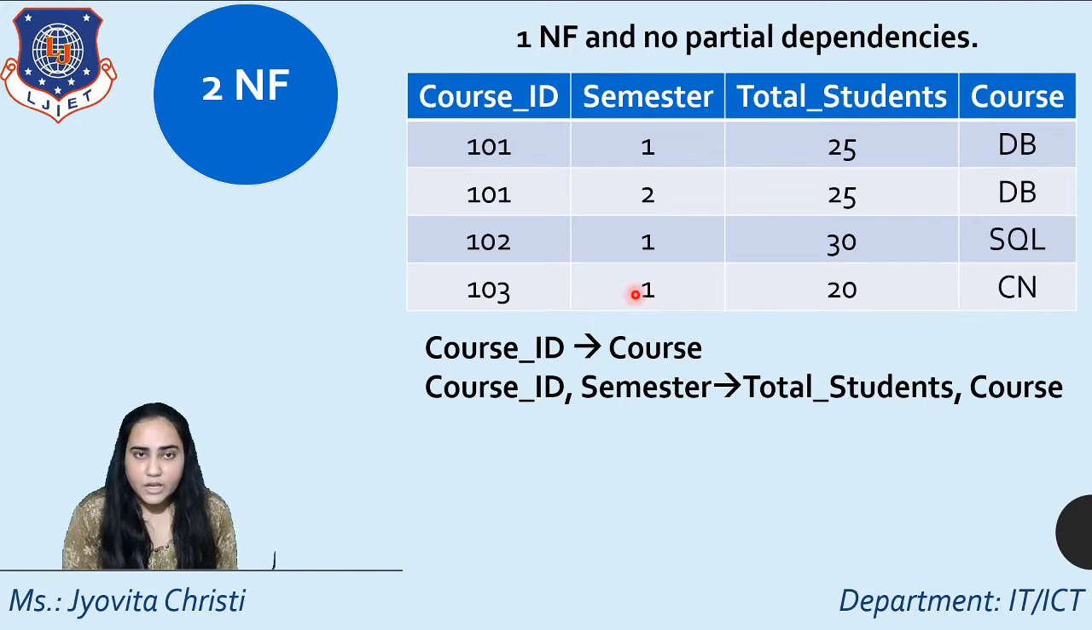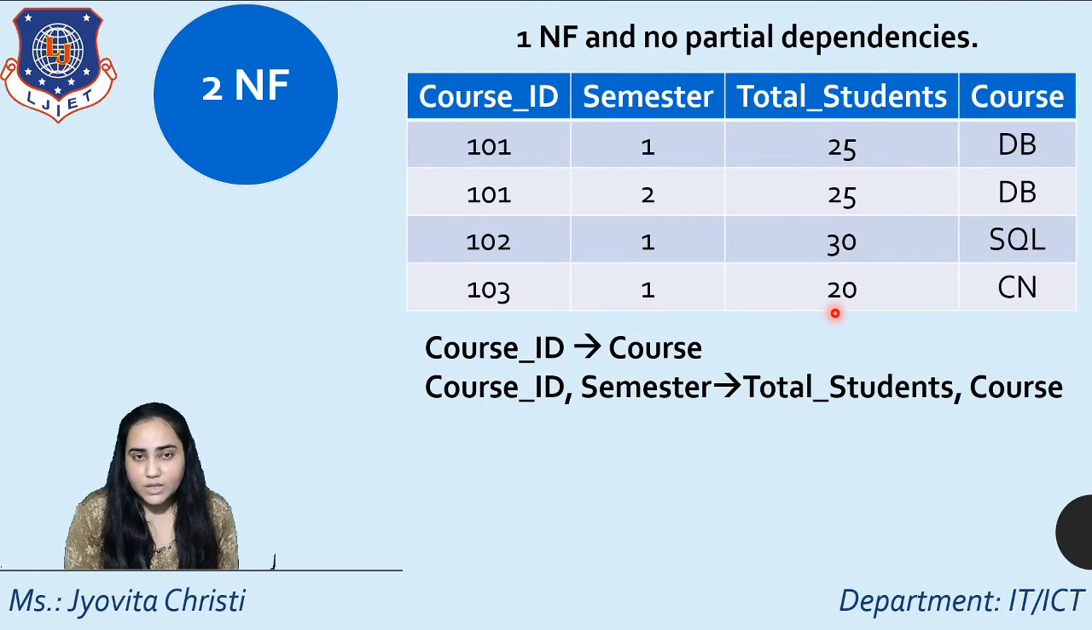So if I ask you which course has the ID 101, you'll quickly answer that it is DB because you can look at the table and say that. And if I ask you which course is 102, you'll look at the table again and tell me that it is SQL. And if I ask you which course is 103, once again you can look at the table and tell me that it is CN. There is no ambiguity in this.